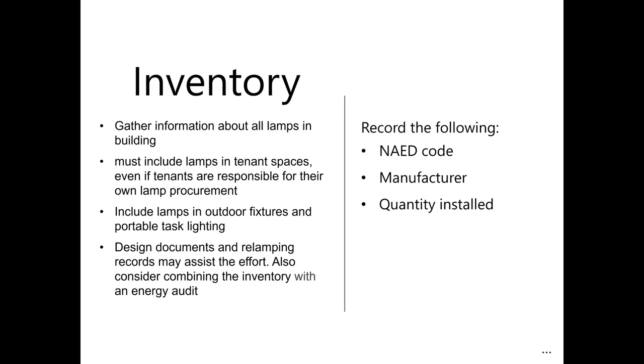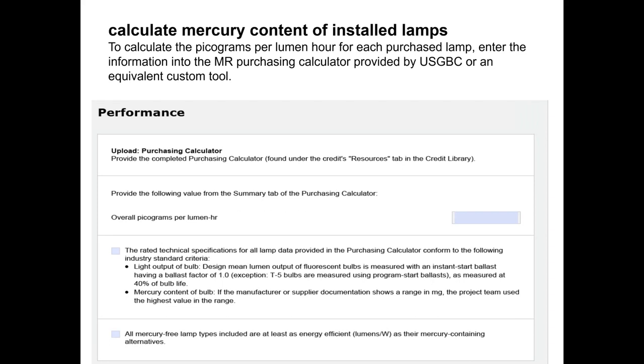You include lamps in outdoor fixtures and portable task lighting as well. So a task lamp on your desk, for example, would be required to be included. And any type of design documents or relamping records really may help you out there. You want to be looking at the manufacturer, make and model, and the quantity installed. So the number of X type of lamp is important, and then the manufacturer, make, and model of the lamp is important because you need to be able to find the lumen output, rated life, et cetera, to go into the calculation.